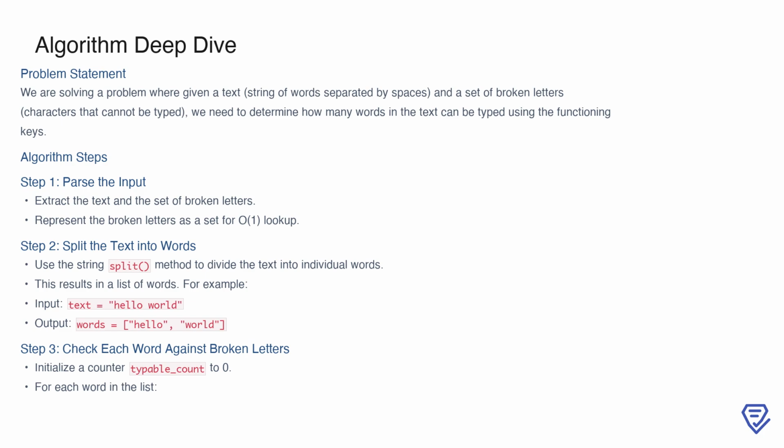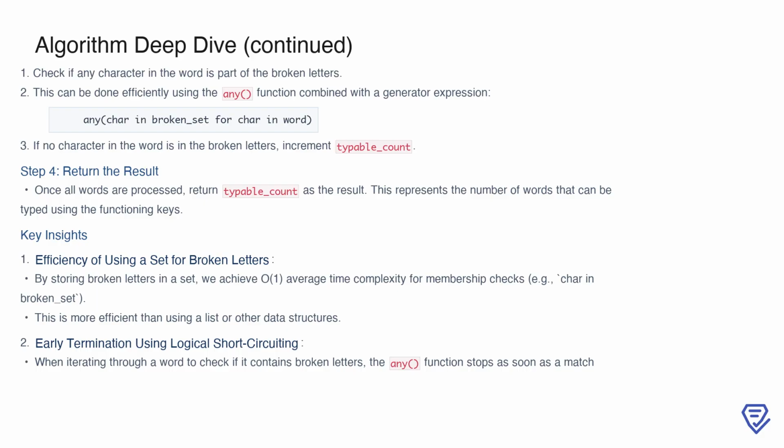Next, we split the input text into individual words using the split method. This method divides the string into a list of words, using spaces as delimiters. For instance, the text "Hello World" would result in the list ["Hello", "World"]. Once we have the words, we can proceed to checking each word against the broken letters to determine if it is typable. After splitting the text into words, we initialize a counter called typable_count to 0.